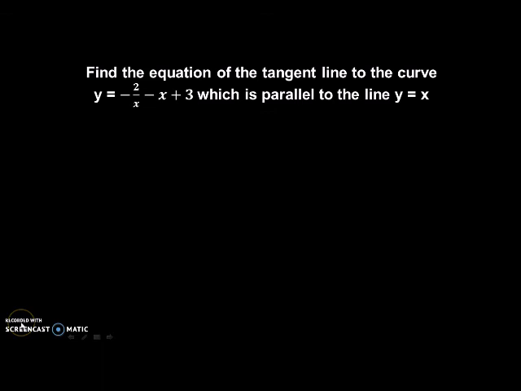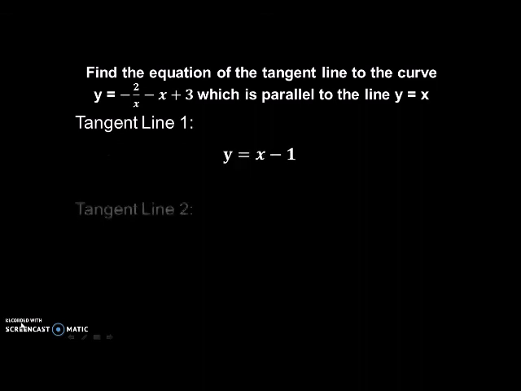So now, I will present to you the two tangent lines. So the first tangent line is y is equal to x minus 1. The second tangent line is y is equal to x plus 7. Now, we have solved the problem.